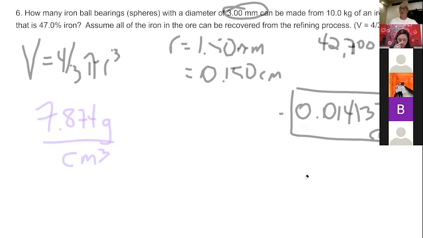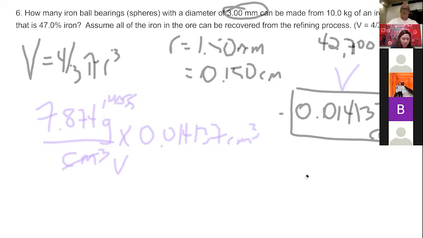Well, we have a volume in cubic centimeters now. This is our volume of a ball bearing, and this is the density of the material it's made from, iron. So I have mass on the top and volume on the bottom. When I multiply that by our volume, 0.014137 cubic centimeters, our volumes cancel out and we're left with mass. That's what we were looking for: the mass of one ball bearing.